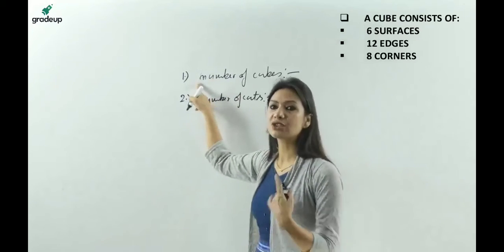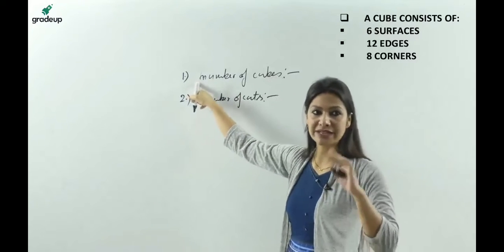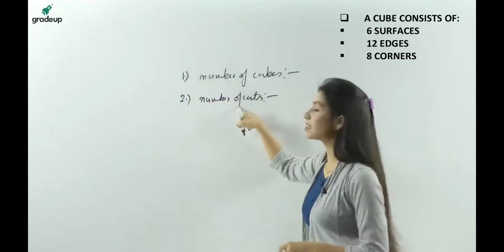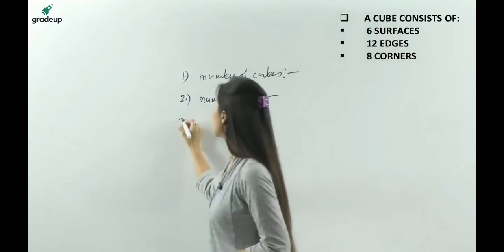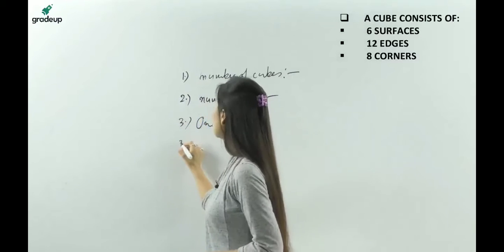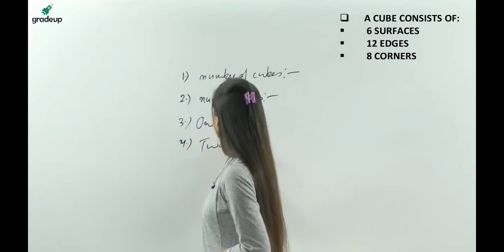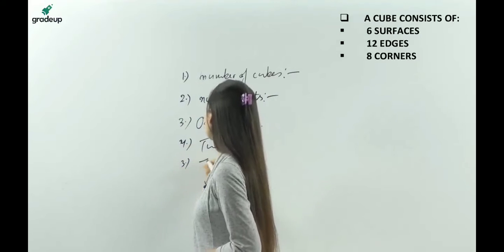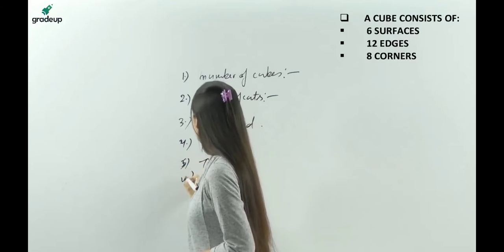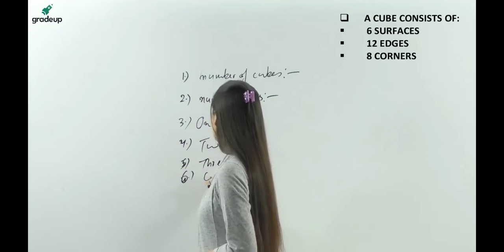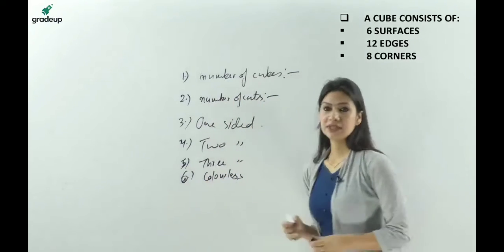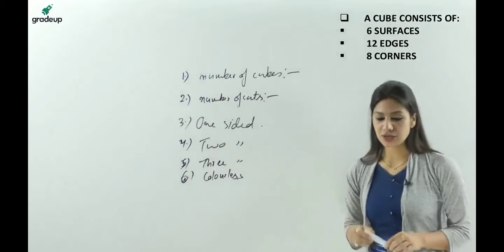So the first is the total number of small cubes when you convert one original cube into small cubes. Second is the number of cuts. Third is the one-sided colored cube. The fourth one is the two-sided colored cube. The fifth is the three-sided colored cube. And the sixth is colorless. So these are the questions, student, that you need to understand today.